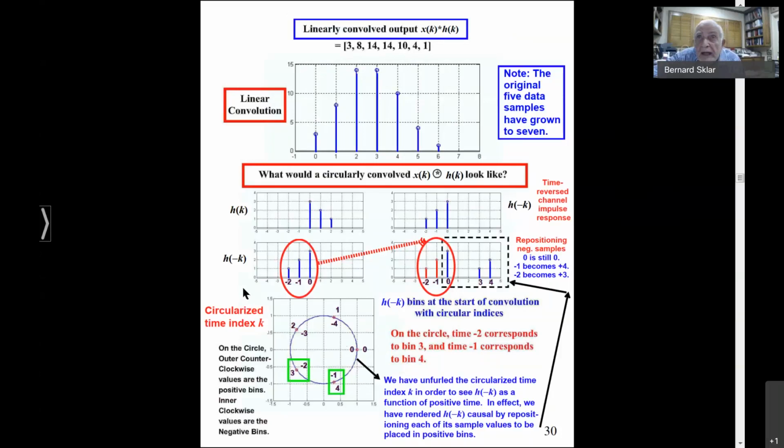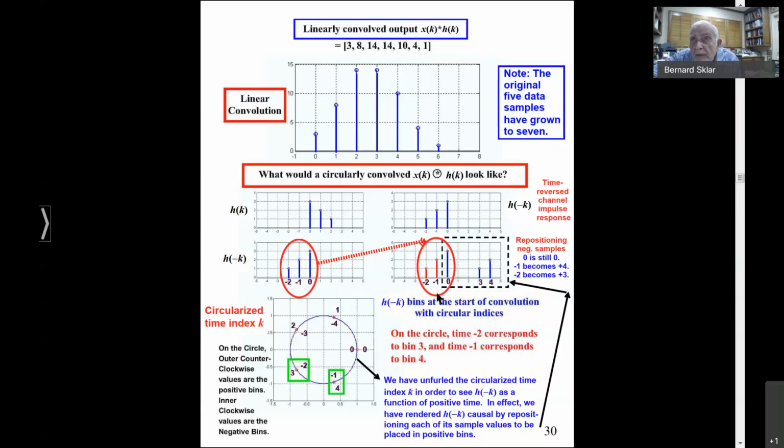And so if you then say, let's take the reversed impulse response and do the following: make it causal in the sense that I'm going to take what is minus 1 and minus 2, and with this circle in mind, minus 1 bin is the same as the plus 4 bin, and the minus 2 bin is the same as the plus 3 bin. So minus 1, which has this amplitude 2, can be moved to position 4, as this indicates, and minus 2 can be moved to position 3.